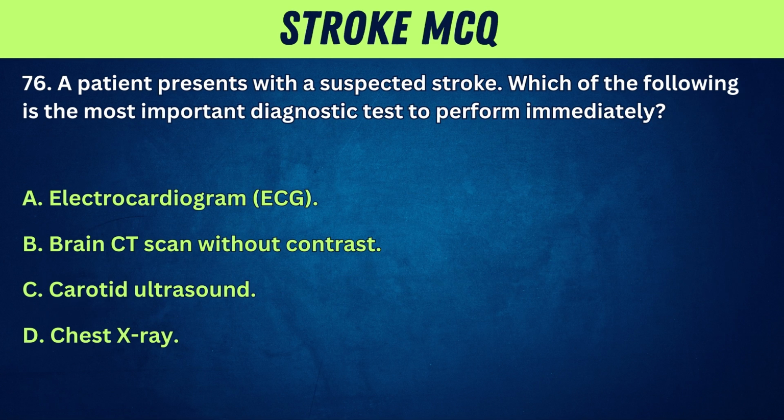76. A patient presents with a suspected stroke. Which of the following is the most important diagnostic test to perform immediately? A. Electrocardiogram, ECG. B. Brain CT scan without contrast. C. Carotid ultrasound. D. Chest X-ray.